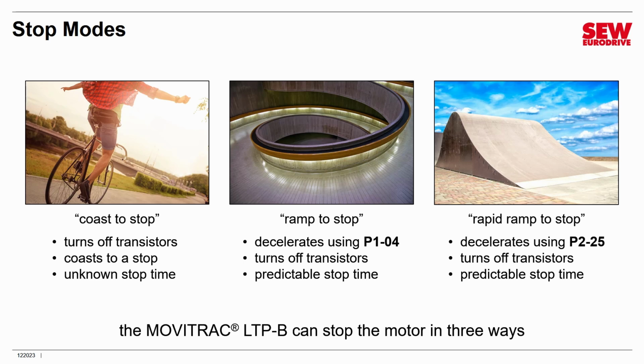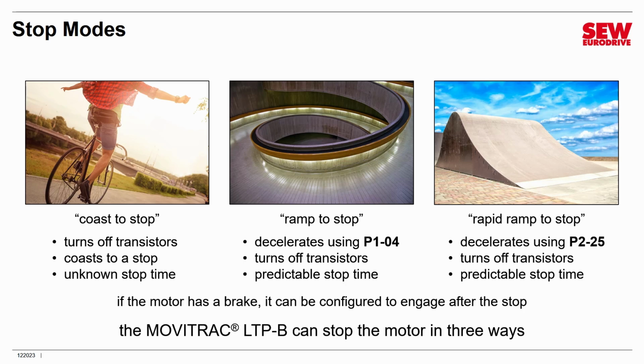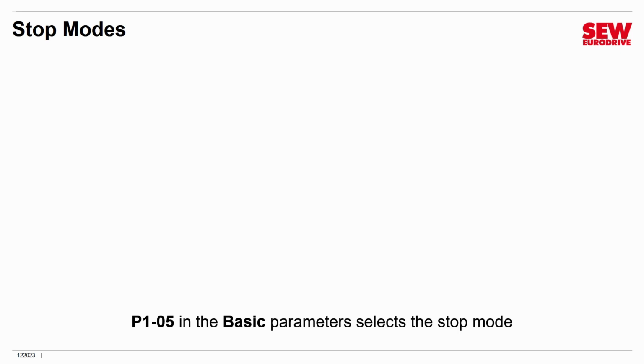I should mention as a side note, if the motor has a brake, it can be configured to engage after any of these 3 stops. In coast to stop mode, it can actually be quite useful because it can bring the drive to a stop very deliberately when the brake engages. So these are the 3 ways the MOVITRAC LTP-B can come to a halt. So how do we set up the stop mode? Well, parameter 1-05 in the basic parameters selects the stop mode.